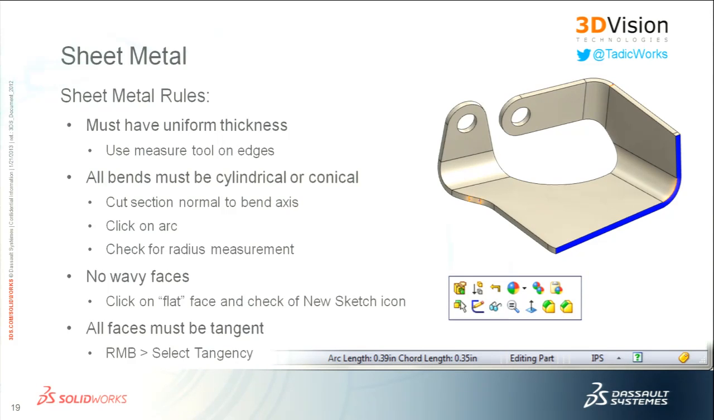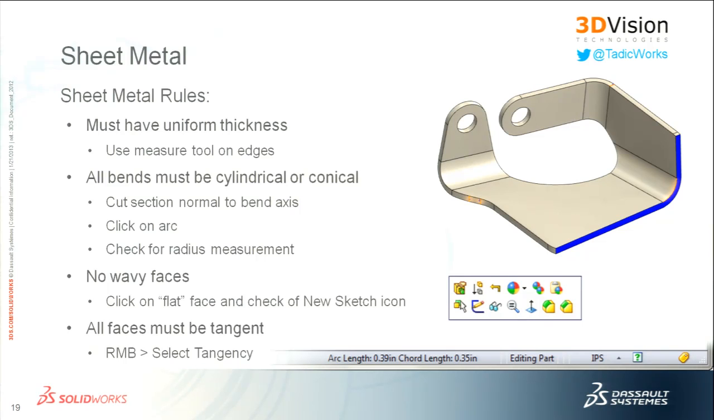So sheet metal, talking about how confining surface modeling or solid body modeling is, everything having to be watertight and all that. Sheet metal has a few very constricting rules of its own, and that is that the entire model has to be uniform thickness. There are very few exceptions to all these rules, I know, but for the most part, all bends must be cylindrical or conical if you want to be able to flatten it. No wavy faces, so all the faces that seem flat must be flat, and all faces must be tangent if those things are all true.